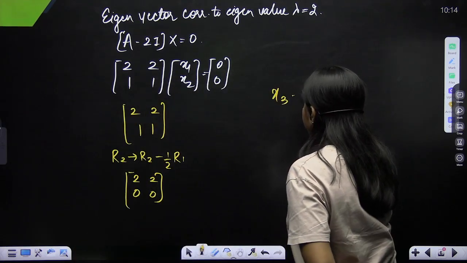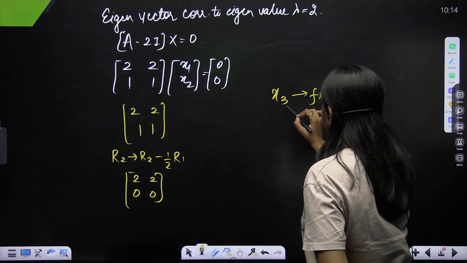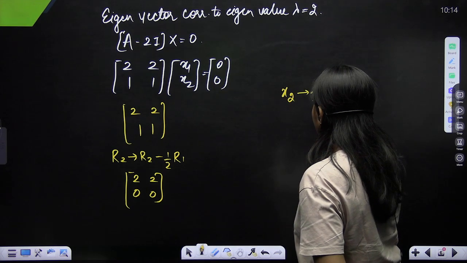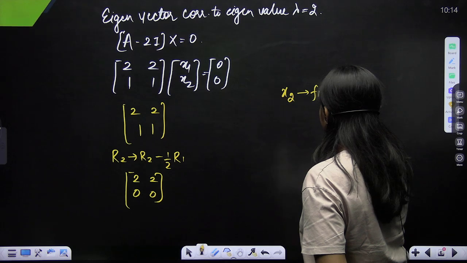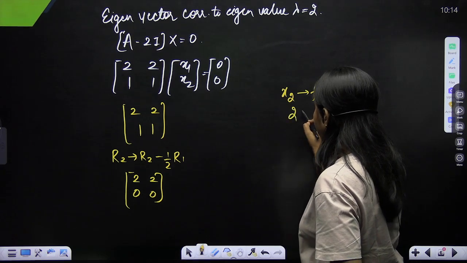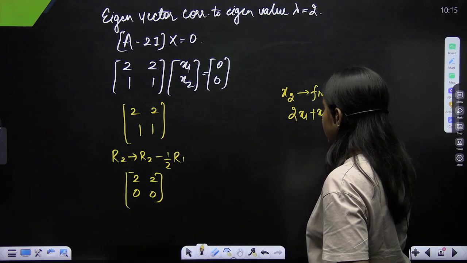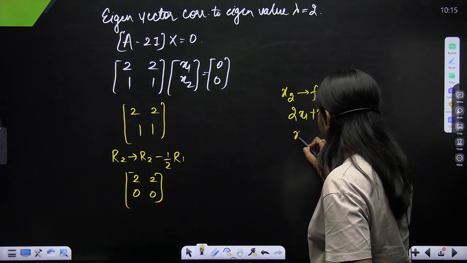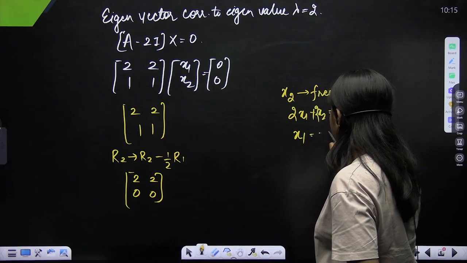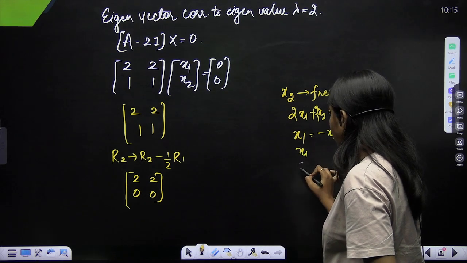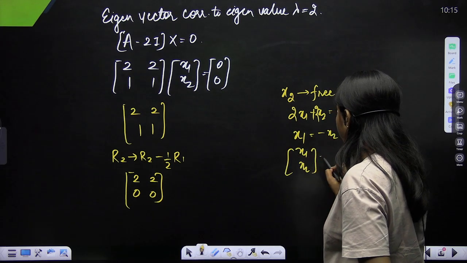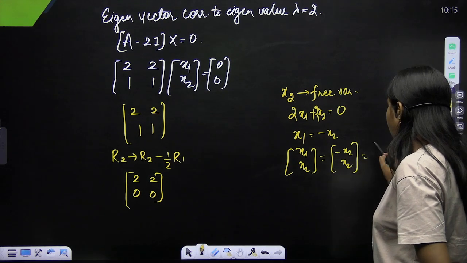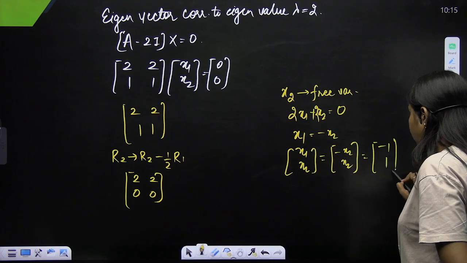x3 is my free variable. Sorry, not x3. x2 is my free variable and the equation is 2x1 plus x2 equals 0. Right? Now I want to find an eigenvector. So x1 would be minus x2. So what would be the solution? How have I written the solution? Minus x2, x2. I can take x2 common: minus 1, 1, x2.